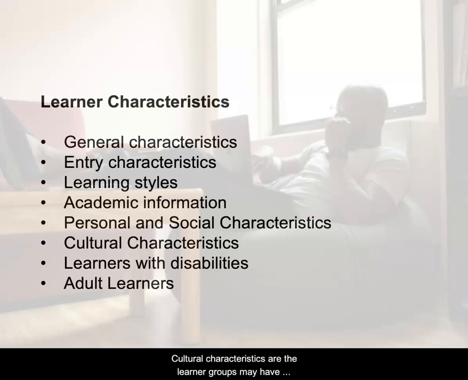Cultural characteristics: learner groups may have members from different ethnic cultures with backgrounds and behaviors that differ from one another. Learners with disabilities: learner groups may have members with physical, learning, vision, hearing, speech, or cognitive impairment. Adult learners typically have a high level of motivation, seek relevance, and are self-directed.